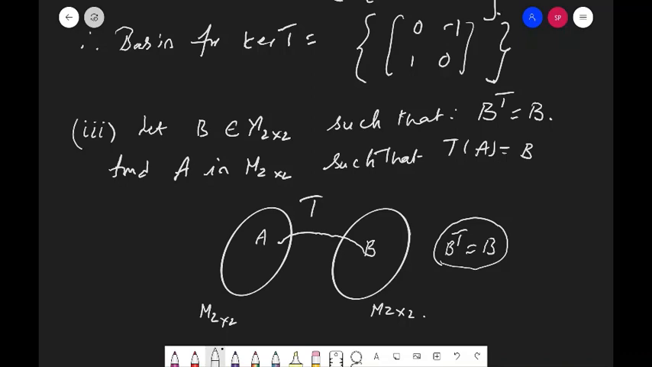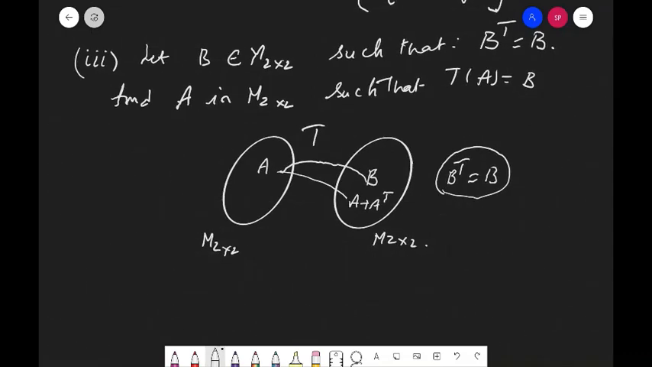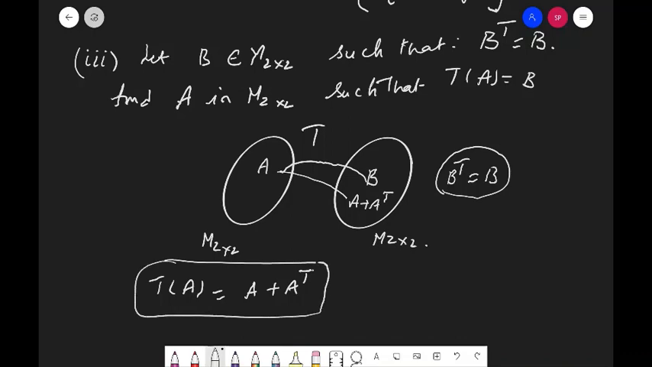Now what do we have? Whenever A is there, what is the transformation? A is mapped to A plus A transpose. That is, T of A is equal to A plus A transpose. This is our linear transformation, and we proved that it is linear. Now we have a matrix B in the codomain such that B transpose is B. Now you have to get a pre-image A in the domain. So what do we have to find now?